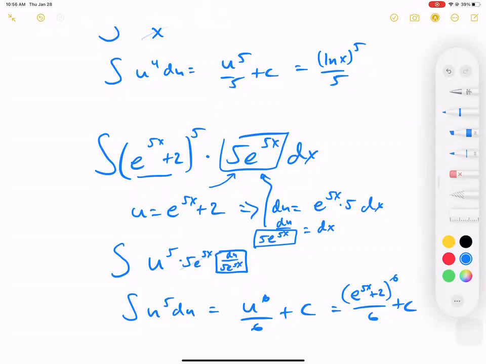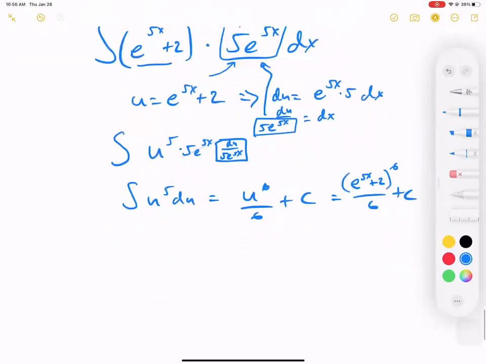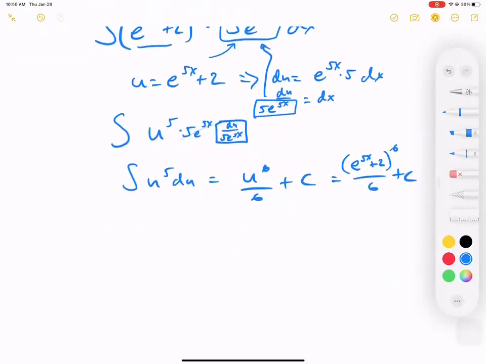Okay, let's do one more problem. Now this has to do with logs. It doesn't look like it's logs, but here we go. The integral of 45x squared over 3x cubed plus 1 dx.